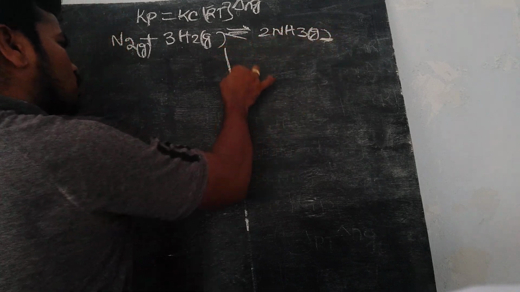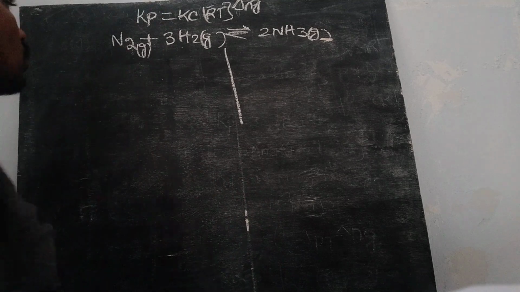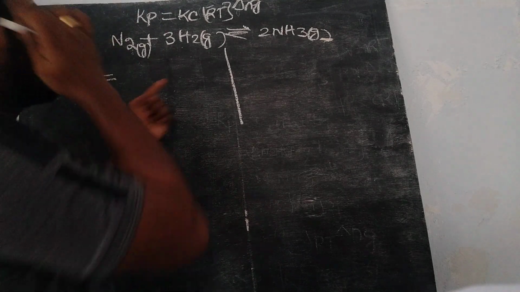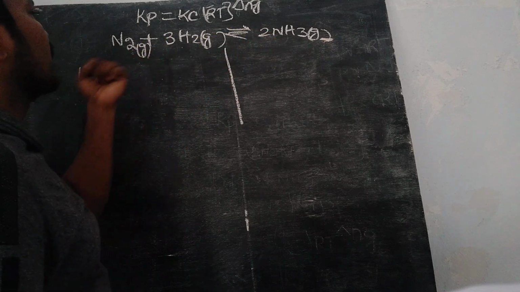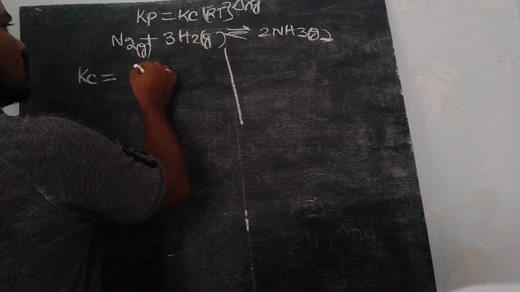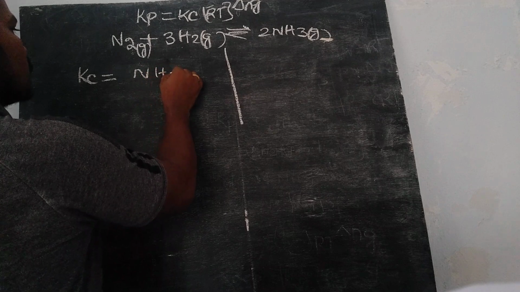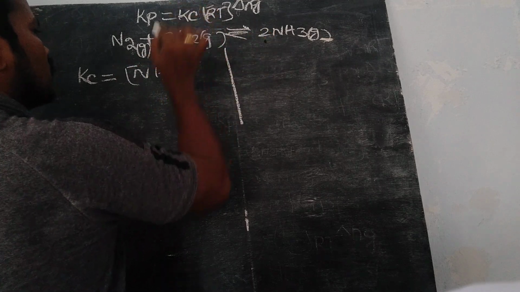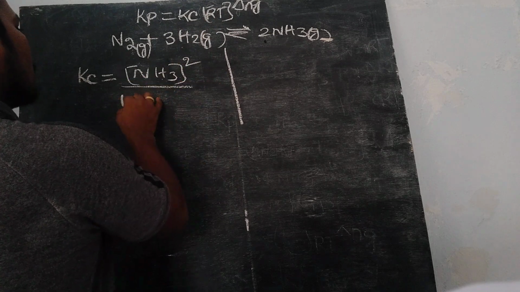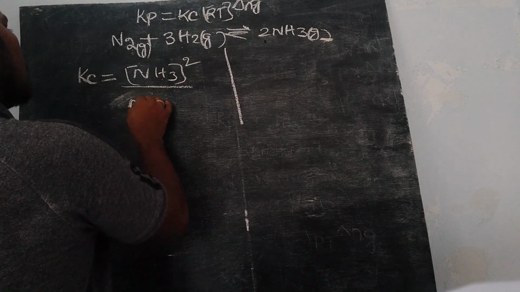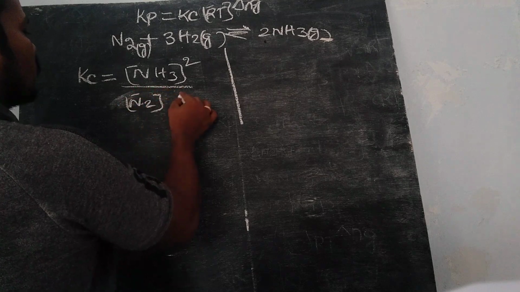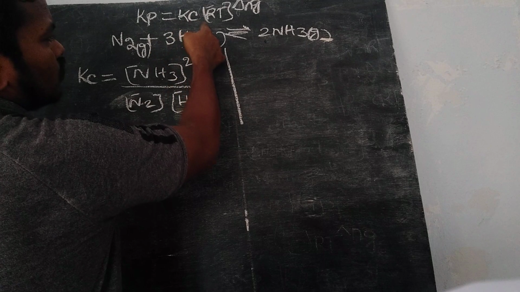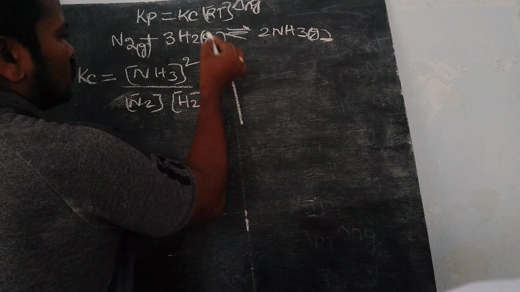For this reaction we have to write the Kc and Kp expressions. In the last video I explained how to write Kc: the ratio of the product over the ratio of the reactants. So NH3, its active mass (moles), is raised to the power 2, over N2 and H2, whose moles are raised to the power 3.